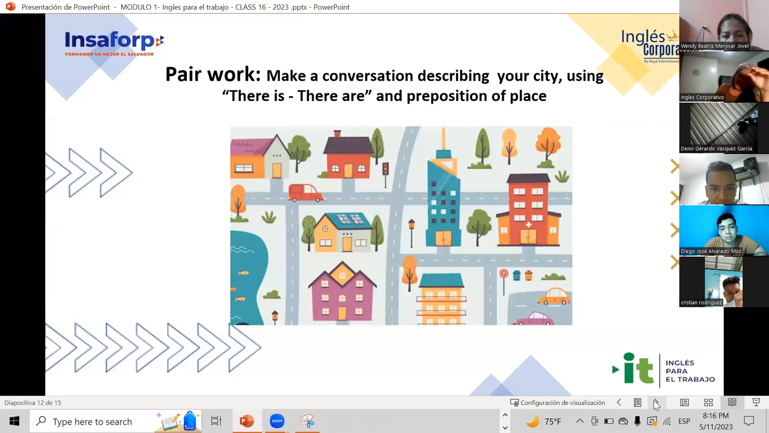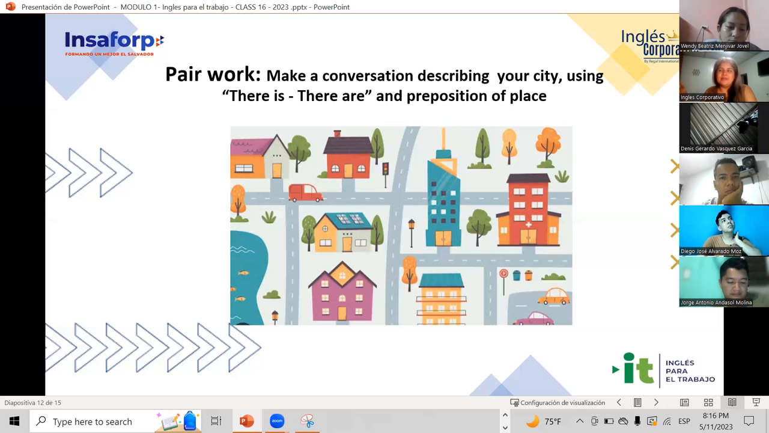Okay, vamos a hacer una conversación. No lo vamos a hacer exactamente como está en la imagen que les envié al grupo. Lo vamos a hacer como conversación, pero pueden utilizar esa misma estructura. ¿Cómo hacer las preguntas? Ya practicamos. Pueden utilizar, is there a hospital, for example? Y la otra persona le va a responder, yes, there is. Or no, there isn't. Okay.